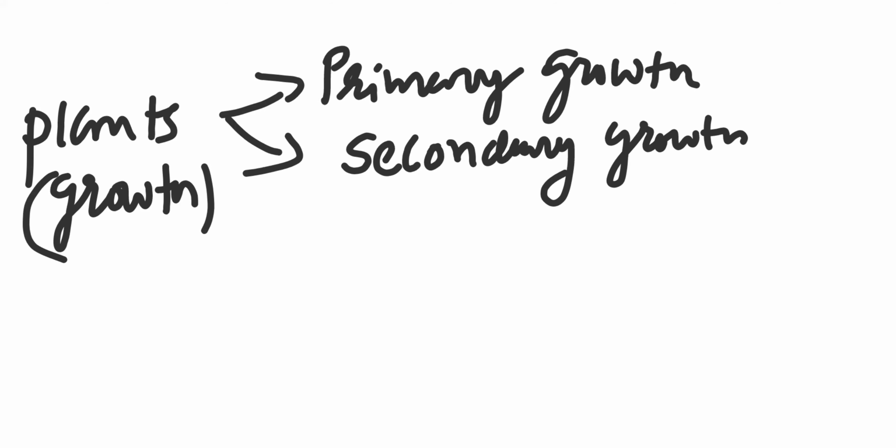Very rarely, there are a few examples where a monocot plant shows secondary growth. Whenever secondary growth occurs, the stem becomes larger and larger, its diameter increases, and the root diameter increases. That is called secondary growth. Leaf, fruit and flower formation are not part of secondary growth.